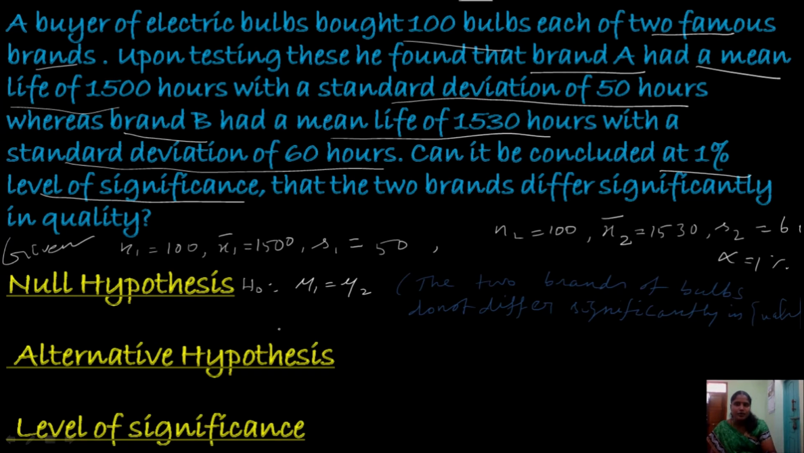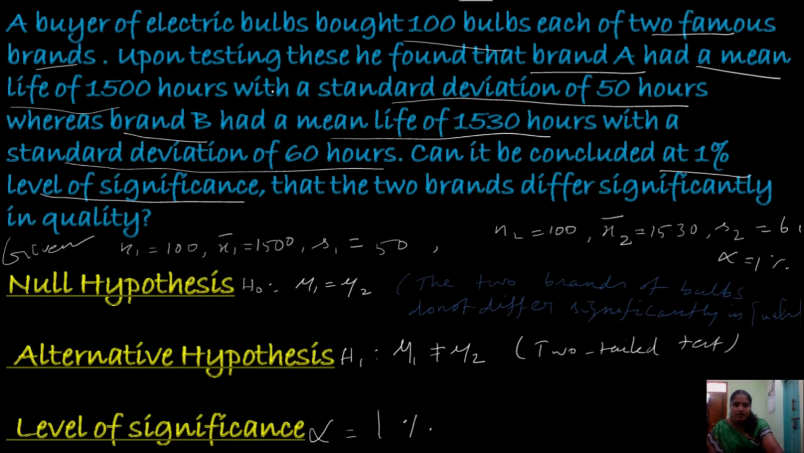Whereas I am going to set up my alternative hypothesis H1 as mu1 is not equal to mu2. This falls under a two-tailed test, which means the two brands of bulbs differ significantly in quality. Next, the level of significance alpha is given as 1%. Next we shall move on to our test statistic.